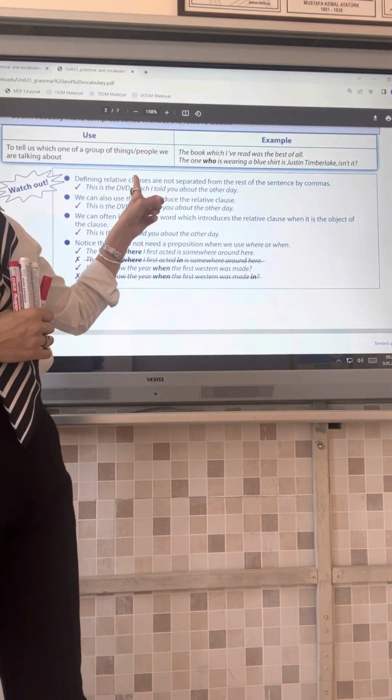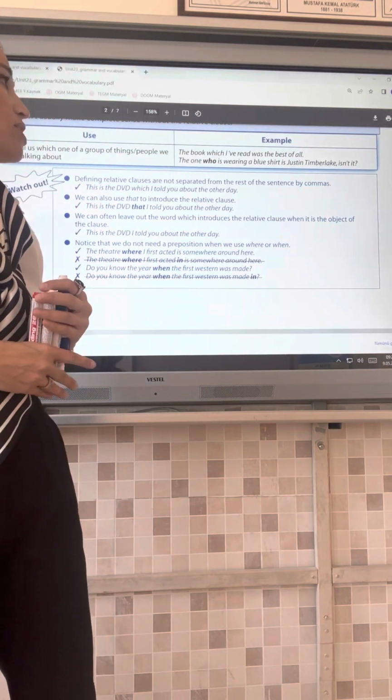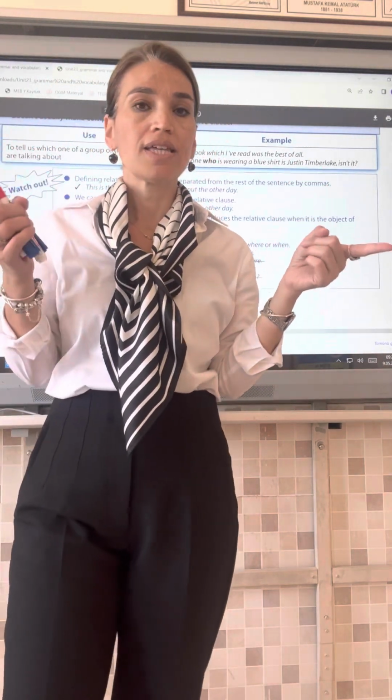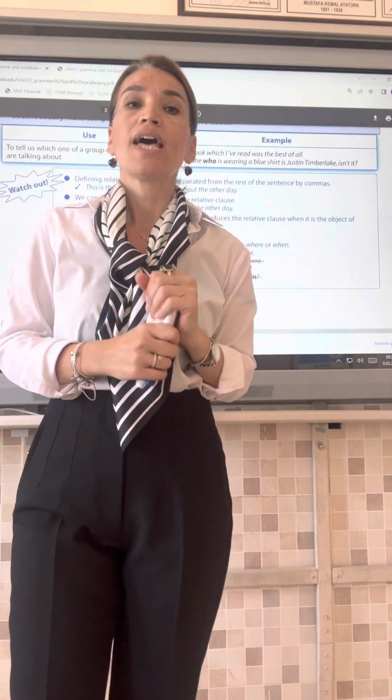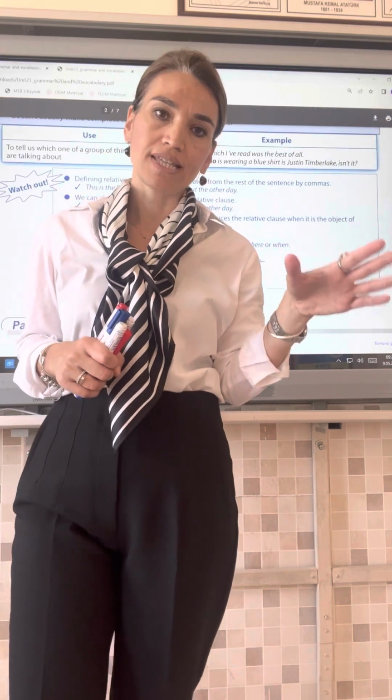So, defining relative clauses are not separated from the rest of the sentence by commas. So we cannot use commas in defining relative clauses, as the relative clause part is the necessary part in the sentence.